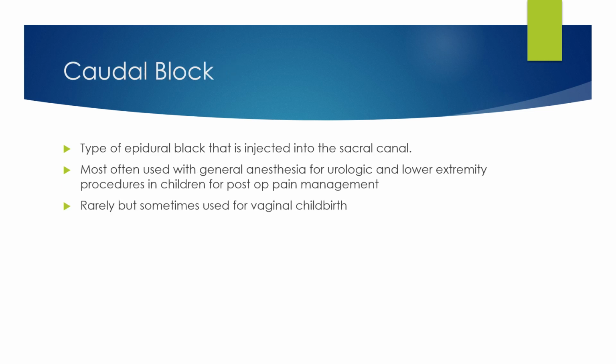Okay, and then just a little bit on the caudal blocks. This is also a type of epidural block that is injected into the sacral canal, right there by our tailbones. It's most often used with general anesthesia for urologic and lower extremity procedures in children for post-op pain management. Rarely, but sometimes, it's used for vaginal childbirth. These are rare. Usually we're using the spinal or the epidurals. And it should be noted, if we are doing a spinal or an epidural on a pediatric patient, those are usually placed after general anesthesia has been administered.